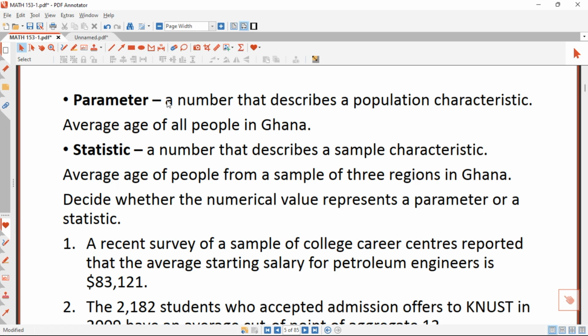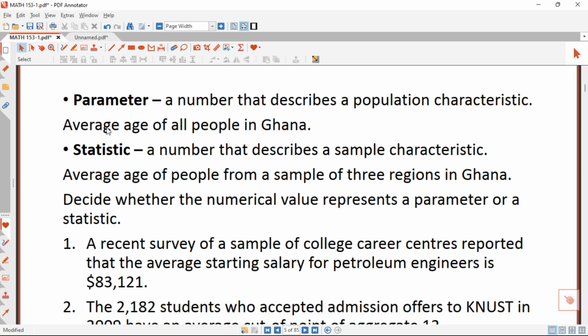So a parameter is a number that describes the population characteristics, and these are the population mean, the population variance, and the population proportion that we have discussed. Here, the average age of all people in Ghana is the population mean. It talks about all the population, the mean of the people's age in Ghana.